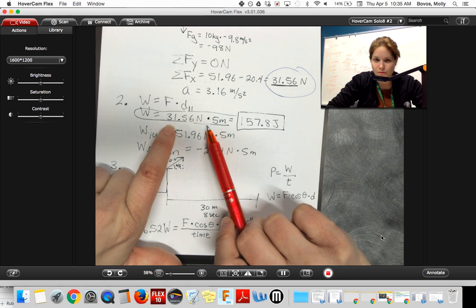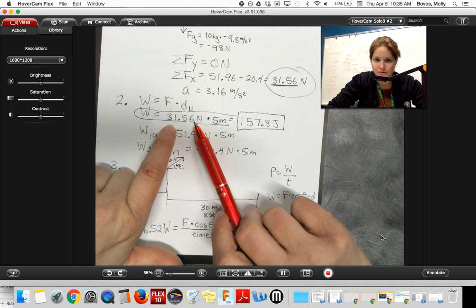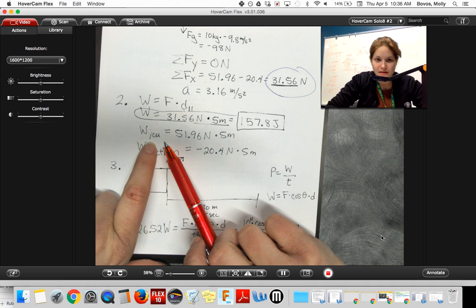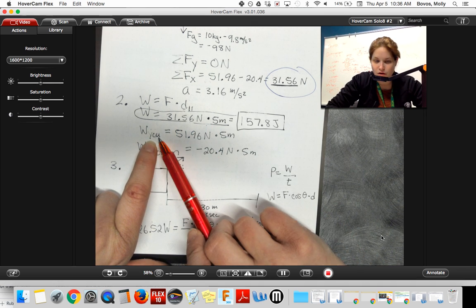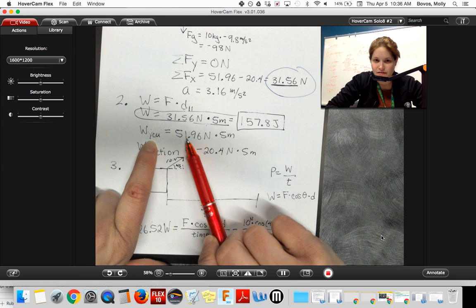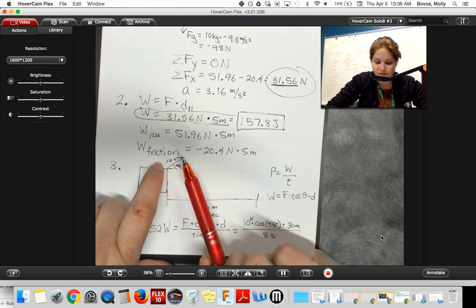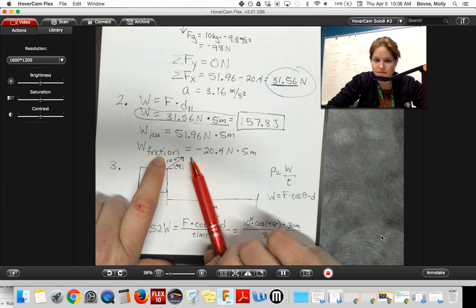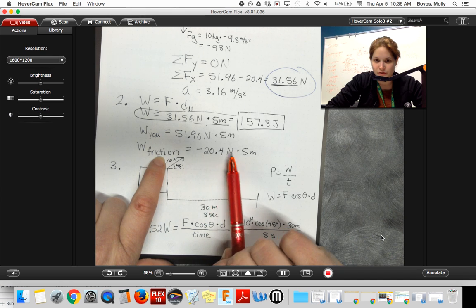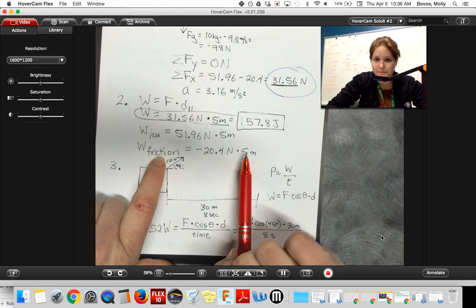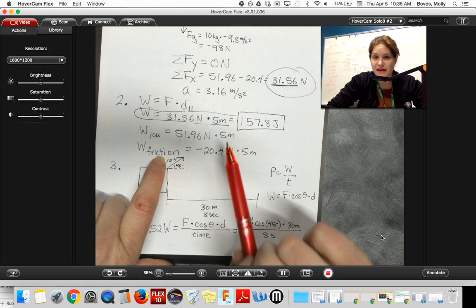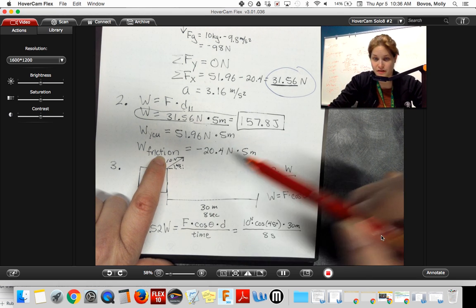You might be wondering, wait a minute, didn't you just say 51.96? Well, that's the amount of work that you are going to do on the box, and so that's going to be 51.96 times 5. Friction is also going to do work on the box, which would be the negative 20.4 newtons times 5 meters. And what my question is actually asking is how much work is done on the box.